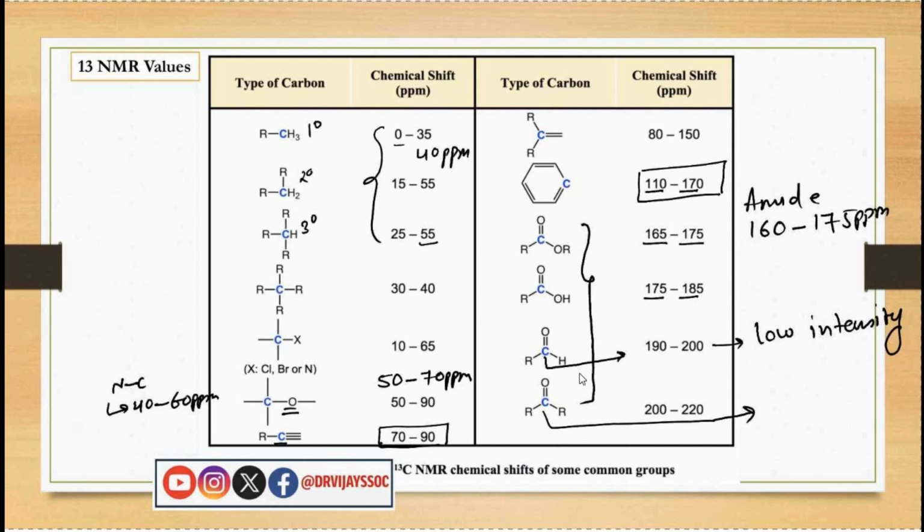These values for the functional groups are very important to remember. Ester comes from 165 to 175 ppm, but amides could be slightly lower than ester. It can be from 160 to 175 ppm. Carboxylic acid is slightly higher, from 175 to 185 ppm. Aldehyde always comes in the highly deshielded region from 190 to 200. Therefore, it is easy to distinguish the carbonyl carbon of an ester or carboxylic acid.